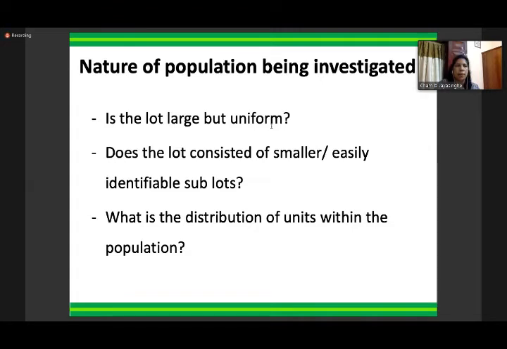So, does the lot consist of smaller or easily identifiable sublots? In that situation there are not such kinds of sublots, right? Now I think you have heard that the bread sellers are going near my house, and I know that in your area also the bread sellers are there. Then you want to analyze the salmonella contamination, not the salmonella, let's see, salmonella is not there.